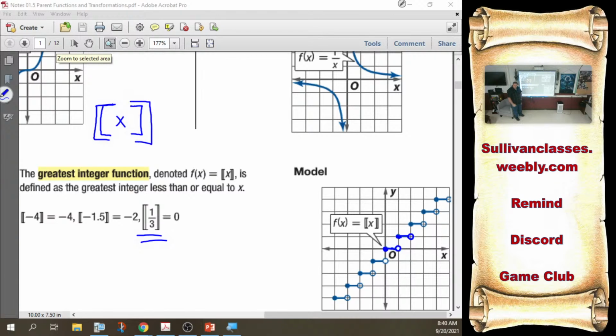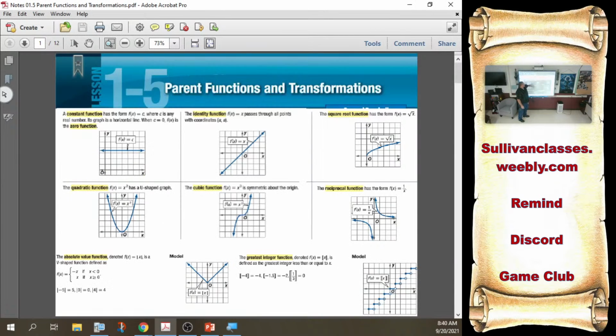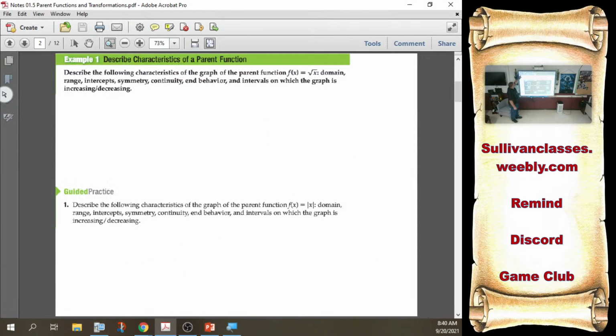Okay? That's greatest integer. So it was probably shown to you once, like in an extension or something back in Algebra 1, but that's it. All right.